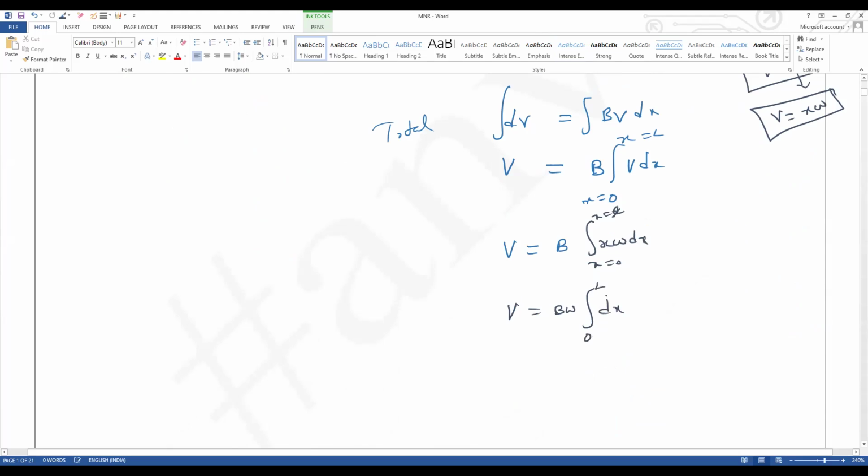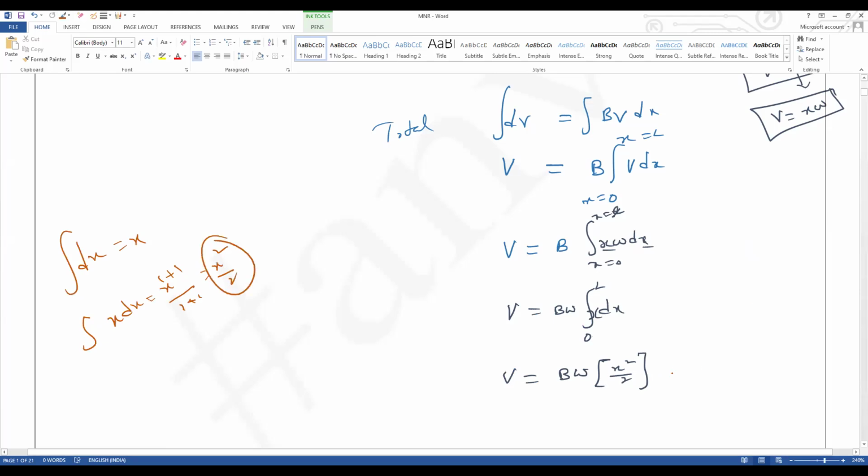What is the formula for the integration of x dx? Integration of dx is x. Integration of x dx is x to the power 1 plus 1 by 1 plus 1, which is equal to x square by 2. Yes or no? I want an answer.